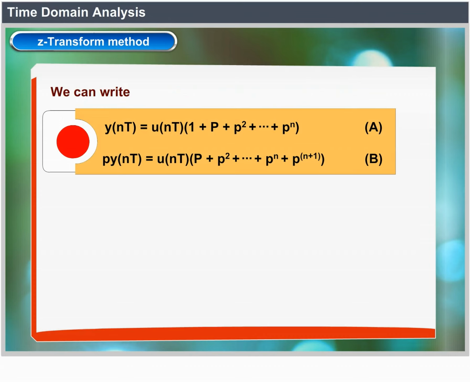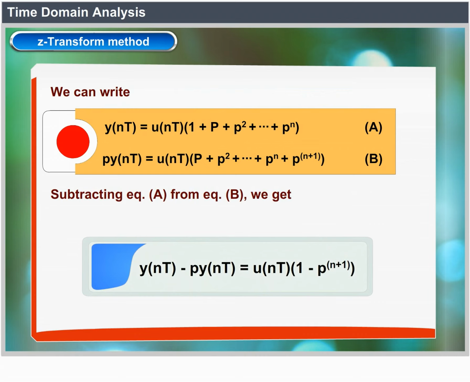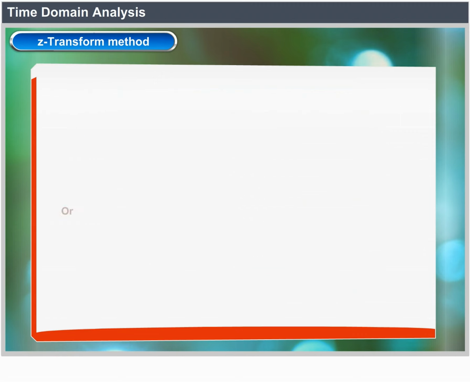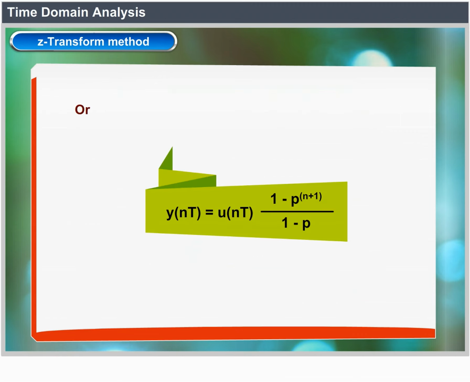+ pⁿ), which is called equation A. p·y(nT) = u(nT)·(p + p² + etc. + pⁿ + pⁿ⁺¹), which is called equation B. Subtracting equation B from equation A, we get y(nT) − p·y(nT) = u(nT)·(1 − pⁿ⁺¹), or y(nT) = u(nT)·(1 − pⁿ⁺¹)/(1 − p).